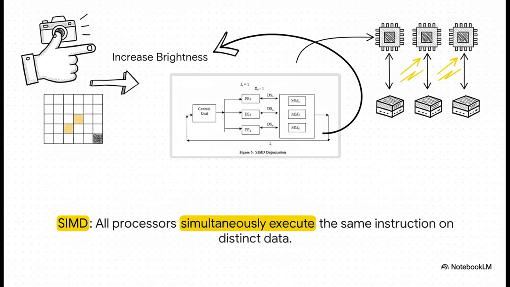Okay, now things start getting interesting with SIMD, Single Instruction Multiple Data. Imagine you want to make a photo brighter. The instruction is easy: increase value. But you have to apply that one command to millions of pixels all at once. That's SIMD. A single command gets blasted out to a whole bunch of processing elements, and they all do the exact same thing at the exact same time, but on their own little piece of data.